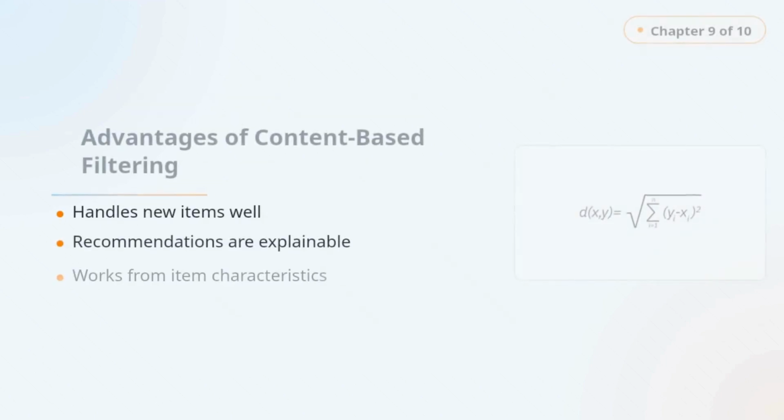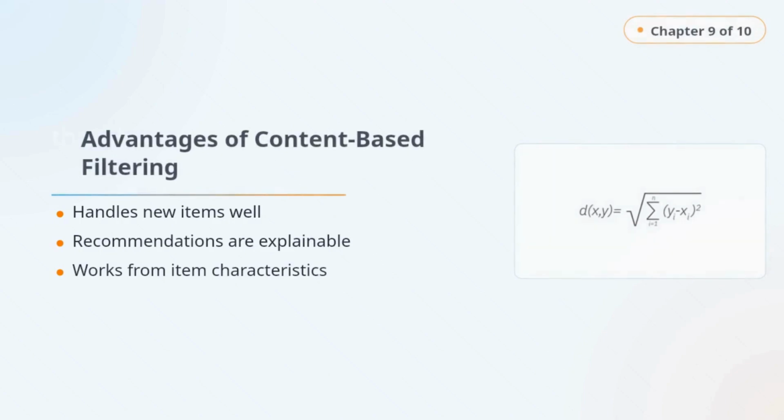One big advantage is that content-based filtering can handle new items better than collaborative filtering because it does not need lots of user ratings first. If the item's features are available, it can already be recommended. Another strong point is transparency. The system can explain a recommendation using interpretable features like shared genre, actor, author, or topic.